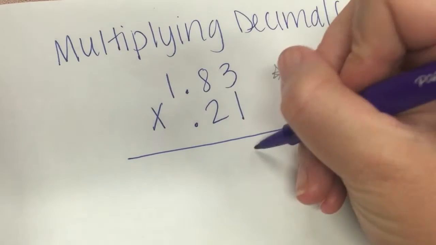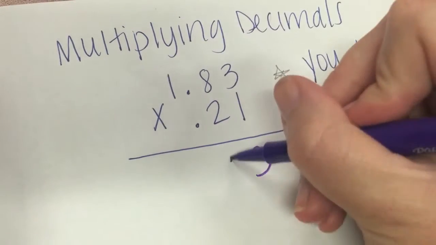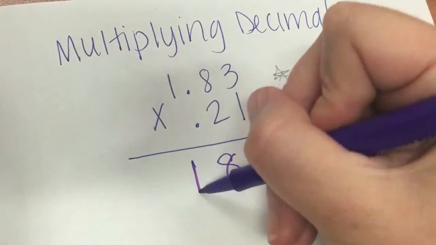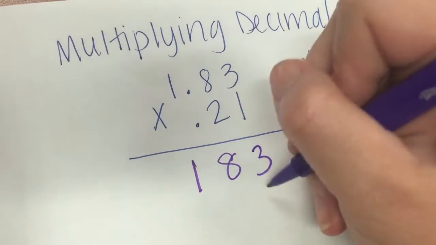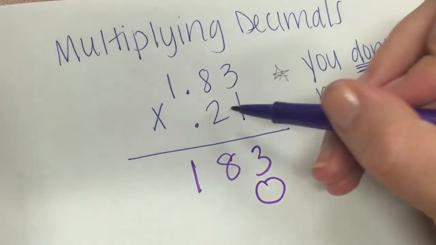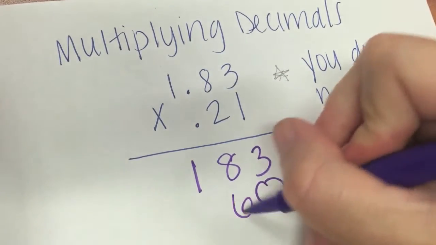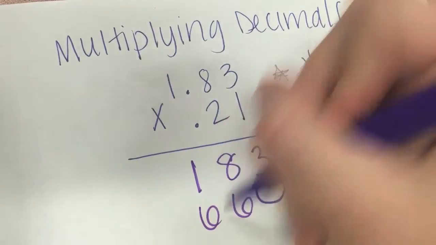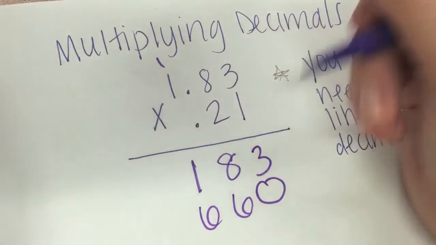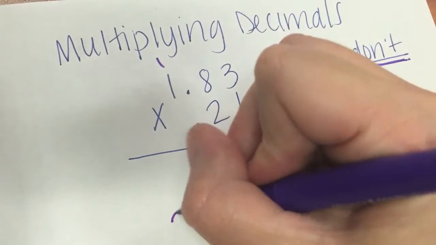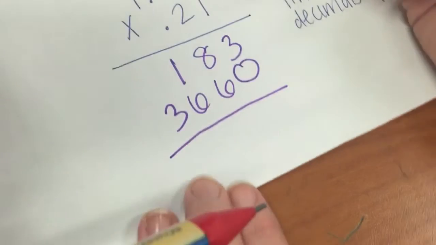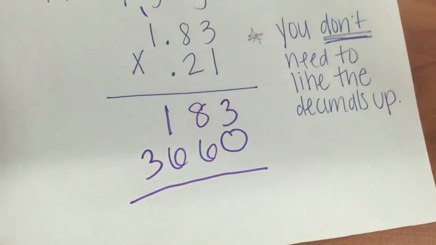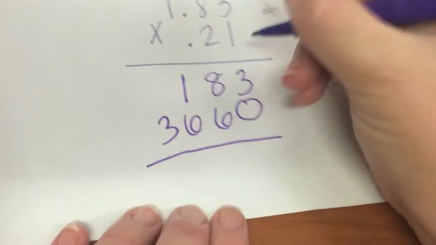So 3 times 1 is 3. 8 times 1 is 8. 1 times 1 is 1. I wish all multiplication was that easy. For real. Add my 0 down here. 2 times 3 is 6. 2 times 8 is 16. Bring up my 1. 2 times 1 is 2 plus 1 is 3. I'm still just on this, 183 plus 3,660. I'm going to add these up.